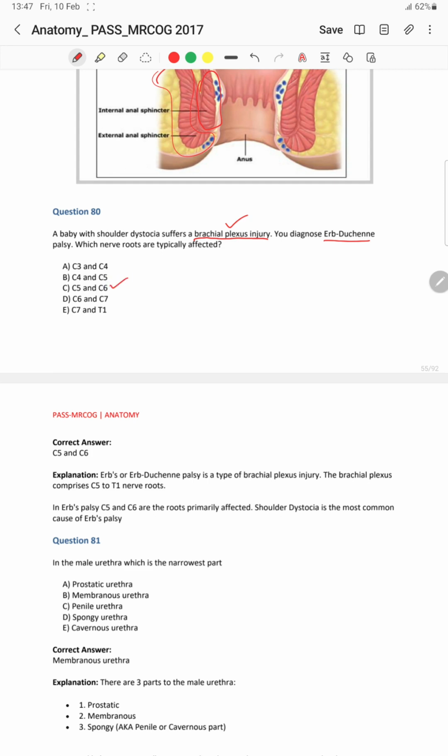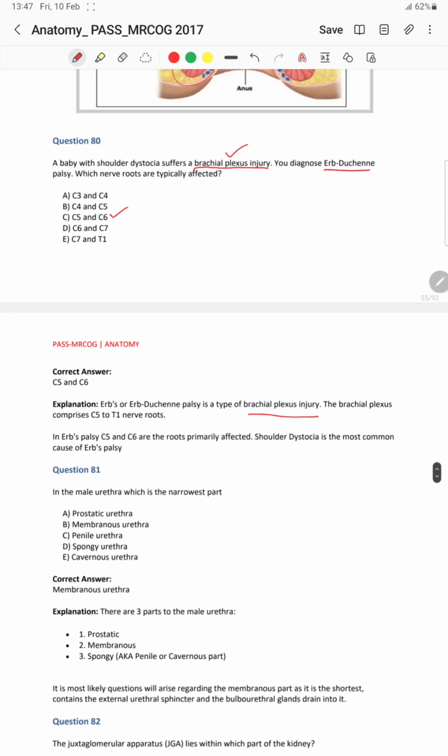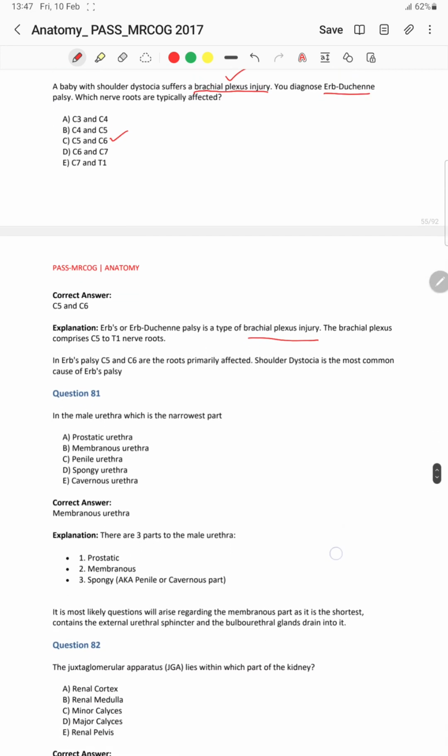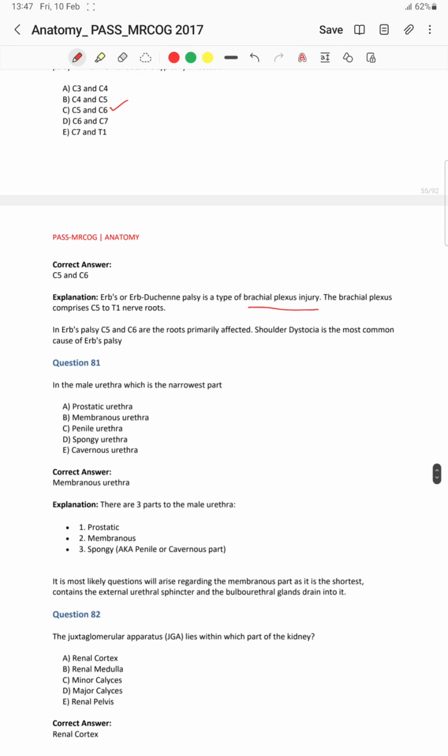Erb Duchenne palsy is a type of brachial plexus injury. The brachial plexus comprises the C5 to T1 nerve roots. In Erb palsy, C5 and C6 are the roots primarily affected. Shoulder dystocia is the most common cause of Erb's palsy.